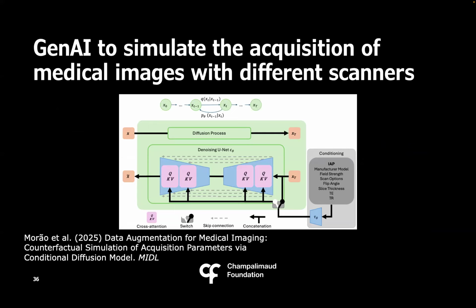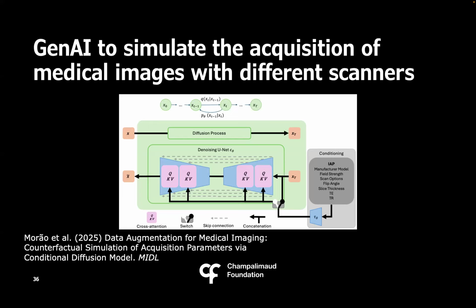For those knowledgeable, we have manufacturer models. The main ones are Siemens, GE, and Philips. We have different field strengths, normally 1.5 or 3 tesla, which already changes the images quite a lot. We have different scan options and flip angles. These are acquisition parameters that will again change the intensities of these images.